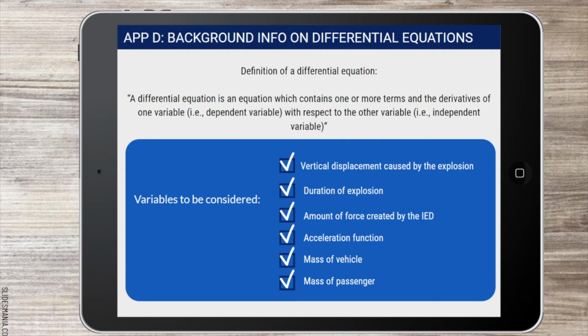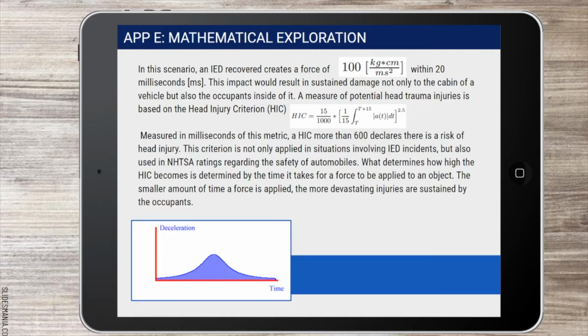The mass of the vehicle is important because a vehicle of lesser mass would be affected differently by an IED blast as opposed to another one. The mass of a passenger is also similar to the mass of a vehicle, because somebody that weighs less or more would be affected differently in the event of an IED blast.